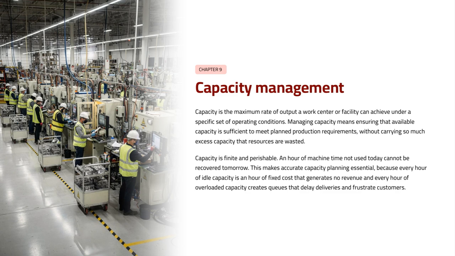that wastes resources. It's important to remember that capacity is both finite and perishable. For example, an hour of unused machine time today is gone forever. This reality makes accurate capacity planning crucial, because any idle capacity still incurs fixed costs without bringing in revenue, while overloaded capacity leads to bottlenecks, delayed deliveries, and unhappy customers. Balancing these factors is key to ensuring smooth operations and customer satisfaction.